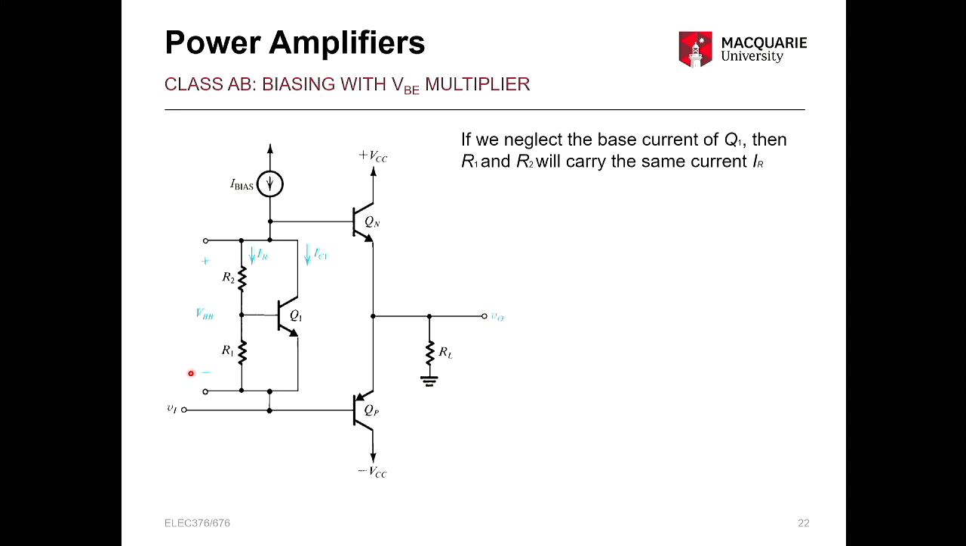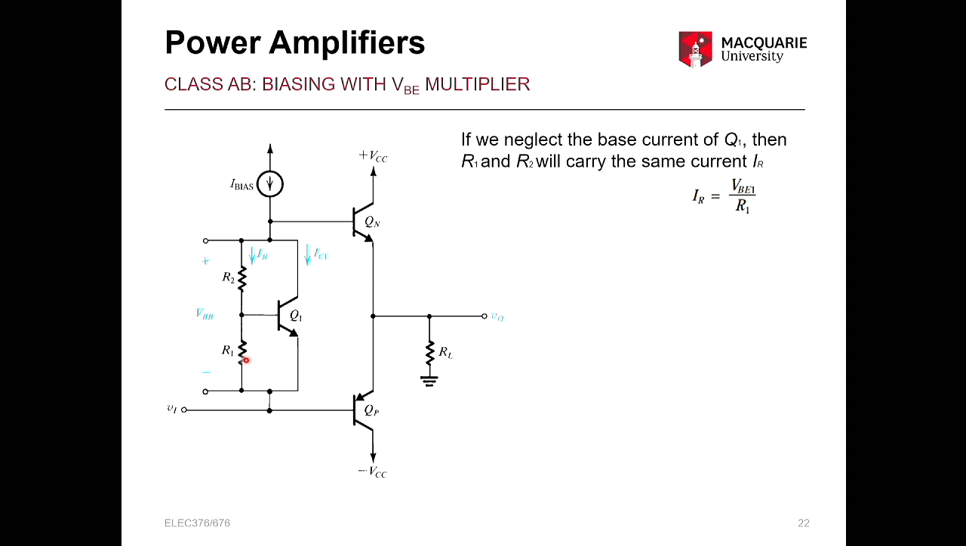So here, for maths simplification, if we neglect the base current of Q1, this current here, which we expect to be very small, especially if beta is high, because that's basically IC divided by beta, so it's going to be a small current. Then we can show R1 and R2 should carry the same current. So we've just simplified this circuit by saying, don't worry about this, we've just got this one IR current coming through here.